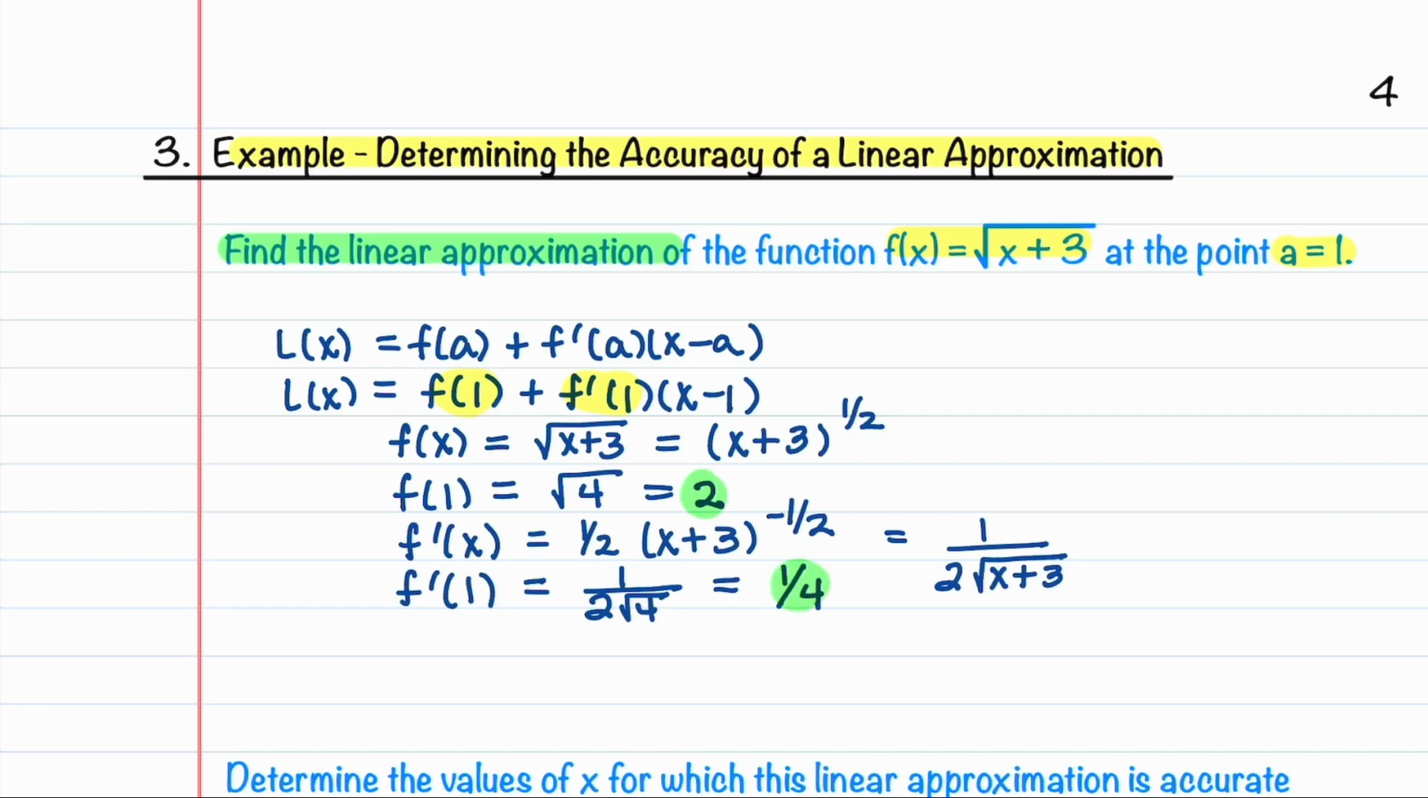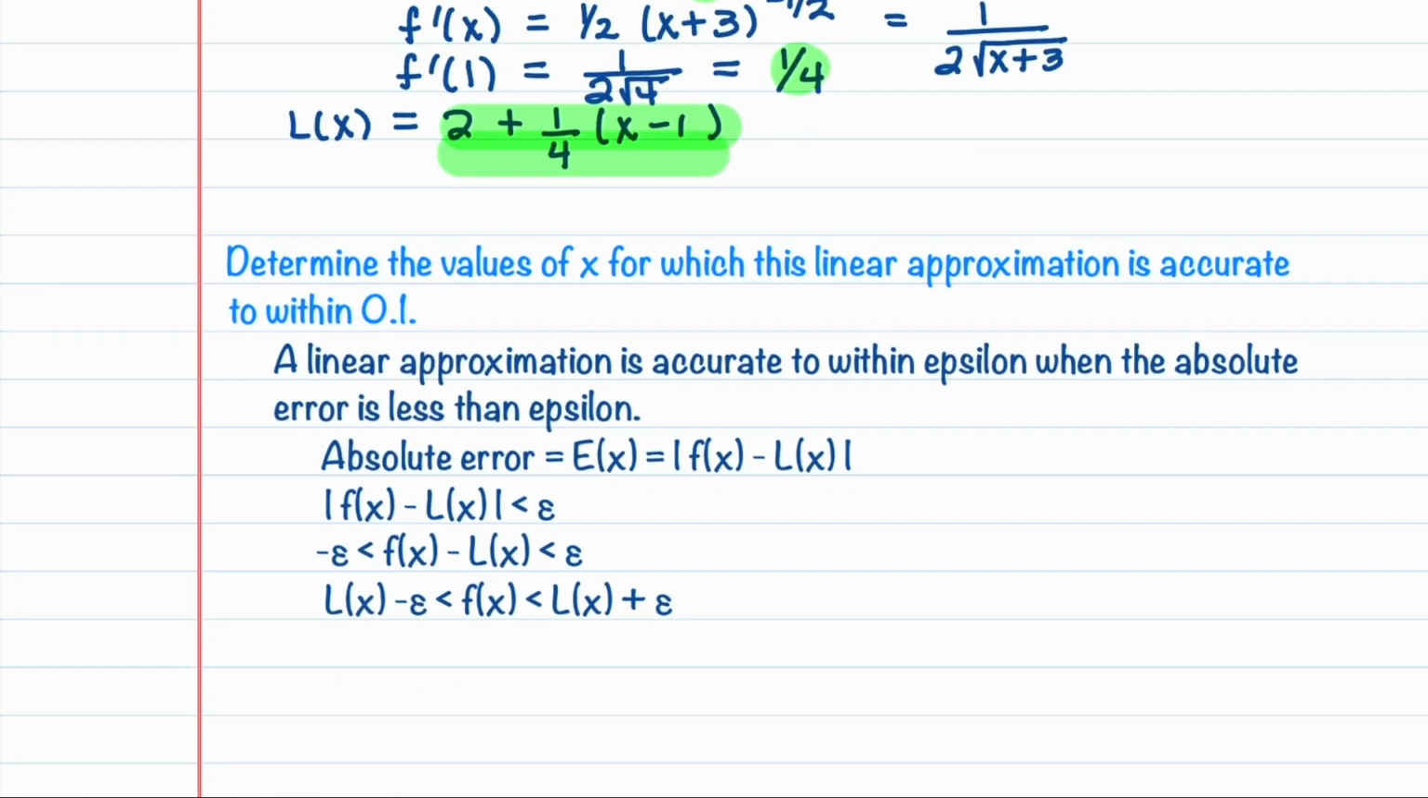And let's highlight that. Now we can write down L of x. L of x is f of 1, which is 2, plus f prime at 1, which is 1/4, times x minus 1. And that's our linear approximation. Now let's look at the second part. We are going to determine the values of x for which this linear approximation is accurate to within 0.1.